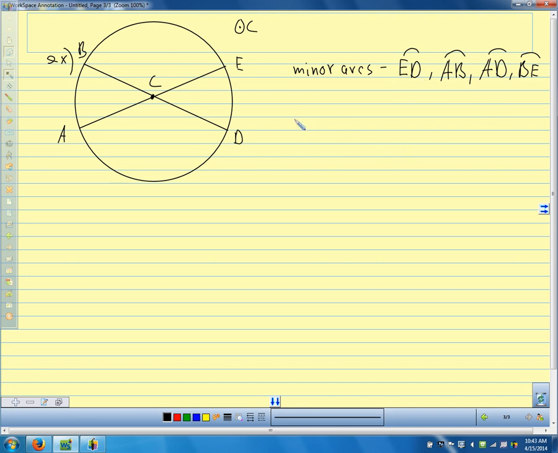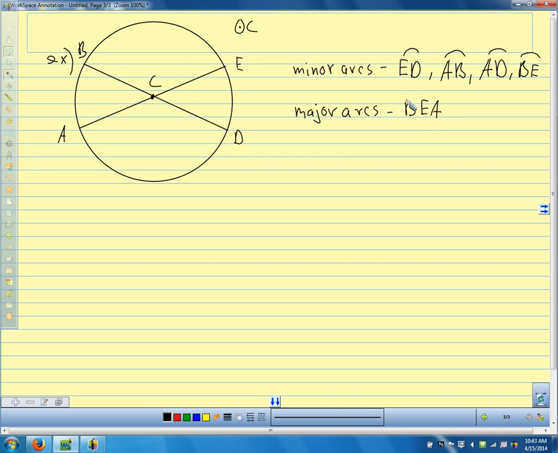All right, how about major arcs? B, D. Would that be a major arc? From B, you're going around this way. So we would need to name one of the points in between to go around that way. So that would be A. We could say BEA.